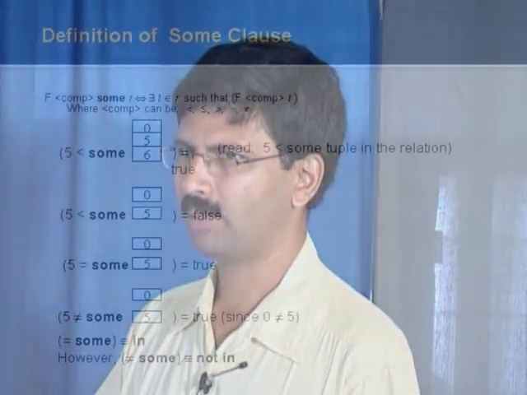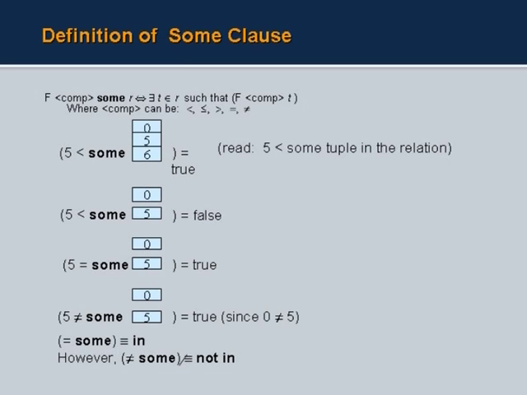Okay. So equal to some is actually the same as in. Because 5 equal to some in this will be true as long as 5 is over here. So that's the same as this value in this. Not equal to some is not the same as not in. Be careful about this. So is it true that 5 not equal to some over here? Yeah, because it's not equal to 0. However, 5 not in this will be false, because 5 is in this.